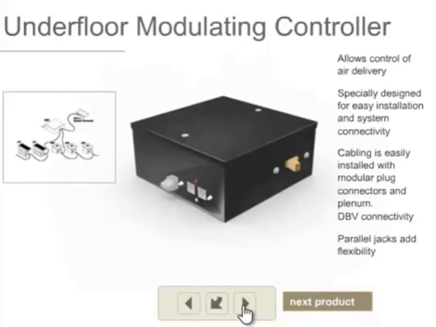Parallel jacks on each component add complete flexibility to system design, enabling multiple units to be daisy-chained together. The Price Underfloor Modulating Controller can handle up to 12 variable volume LFG or RFB units, as well as the terminal unit fan and heater element.